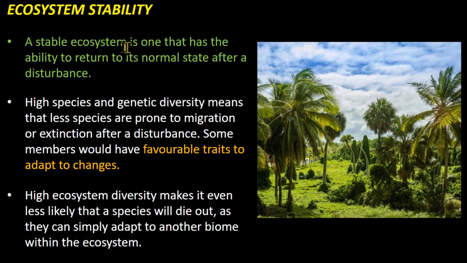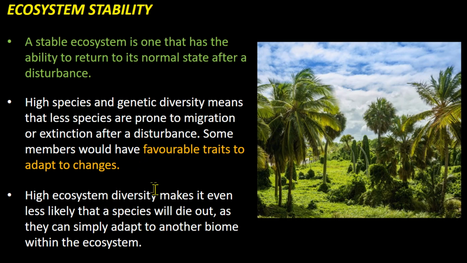So a stable ecosystem is one that has the ability to return to its normal state after a disturbance. So a high species and genetic diversity means that fewer species are prone to migration or extinction after a disturbance. Some members would have favorable traits to adapt to changes. So let's say, for example, there was a hurricane that affected the topography of a habitat or an ecosystem. If you have enough genetic variation, you would at least have some members that might be able to survive those changes, and those survivors would be able to reproduce and continue to replenish the ecosystem.